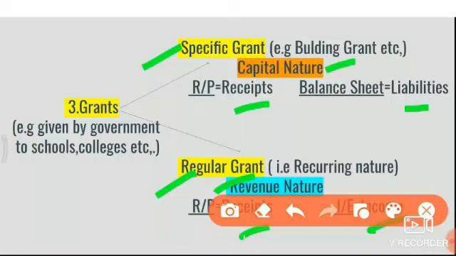So these are some of the common items of revenue nature and capital nature, and some items can be treated, as I said, both as capital and revenue depending on the circumstances. There can be more items, but mostly these are the common items which I have tried to explain in this video. I hope you are clear with those items, how you are going to treat them in the receipts and payments account, in the income and expenditure account, and in the balance sheet when such items are given in the question.